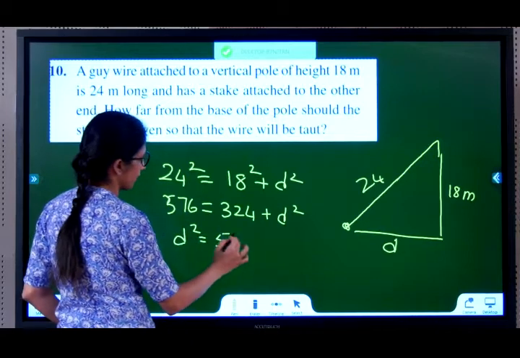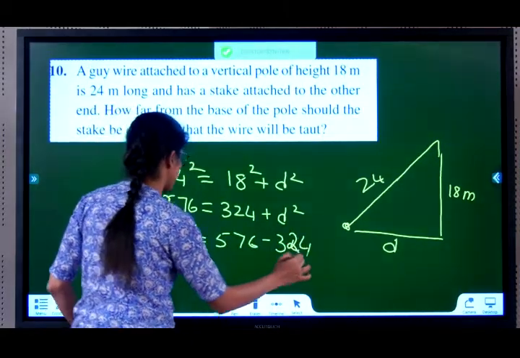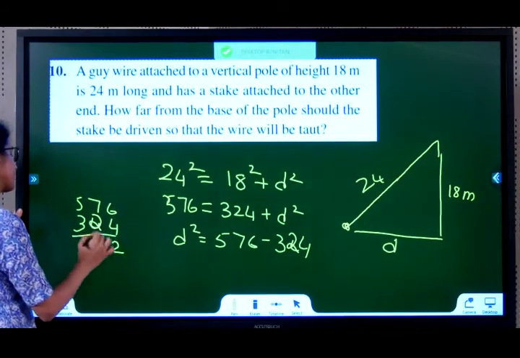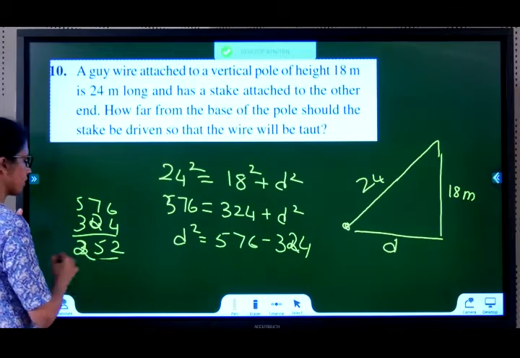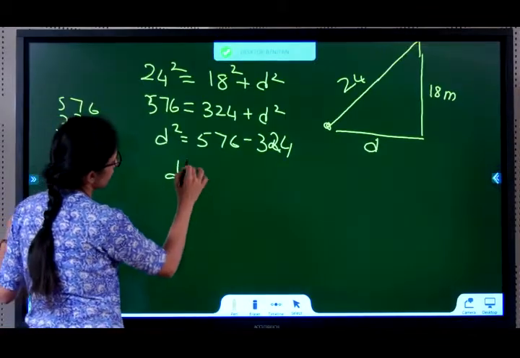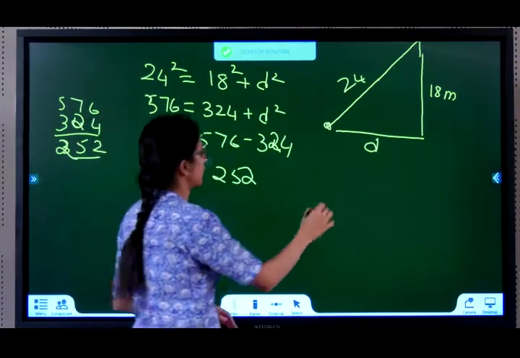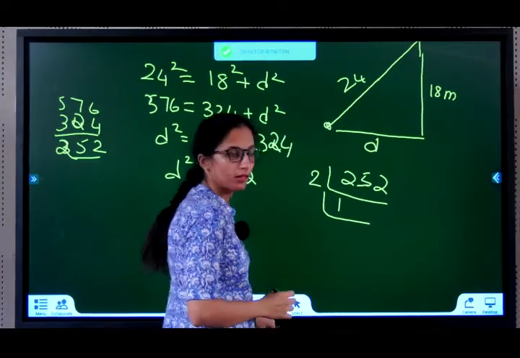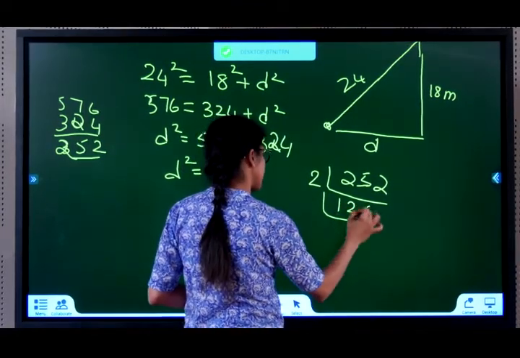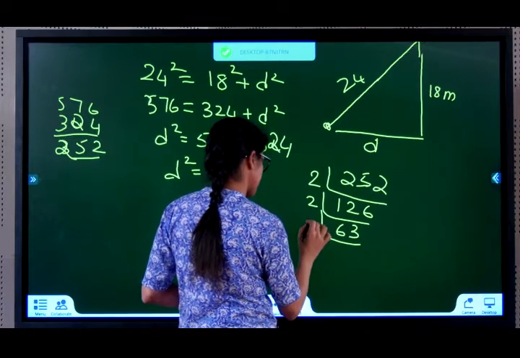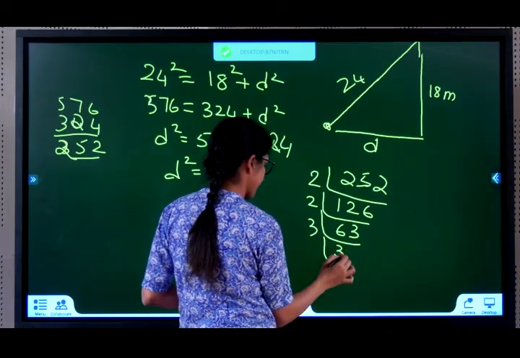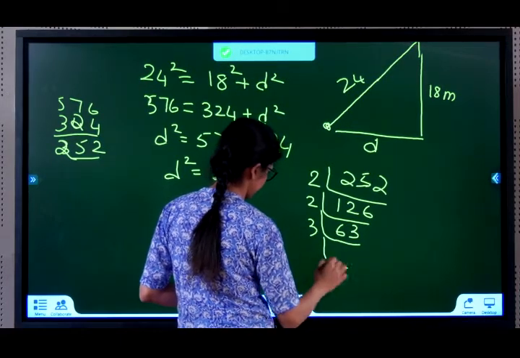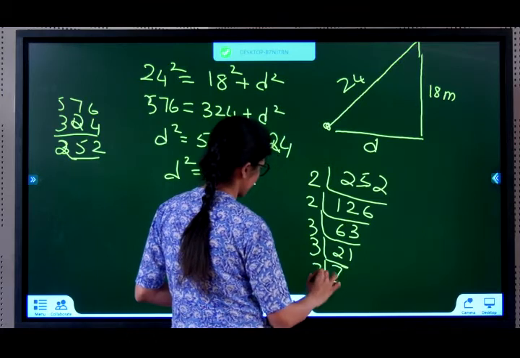D square is equal to 576 minus 324. 576 minus 324: 6 minus 4 is 2, 7 minus 2 is 5, 5 minus 3 is 2, so 252. D square is equal to 252. Is that a perfect squared number? I don't think so. Let's check. Divide by 2: 126, divided by 2 is 63, divided by 3 is 21, divided by 3 is 7, divided by 7 is 1.